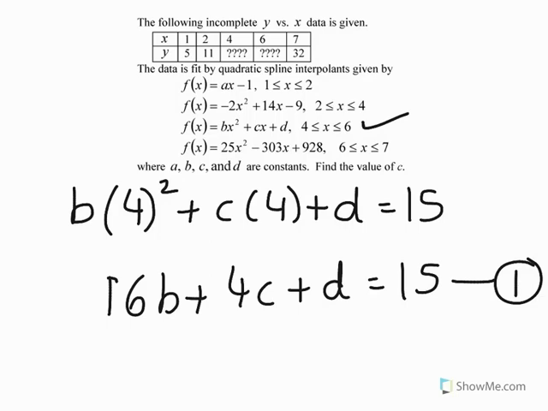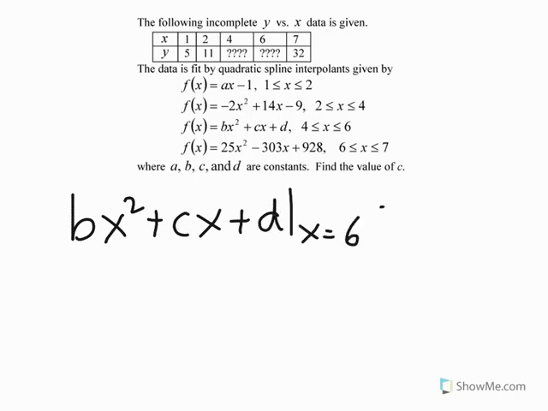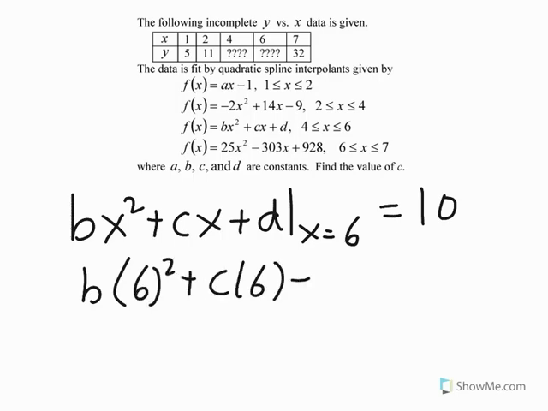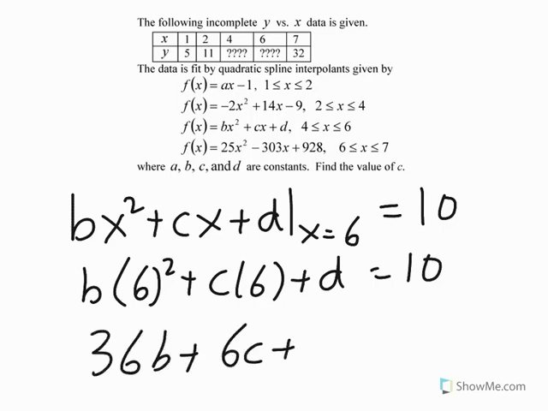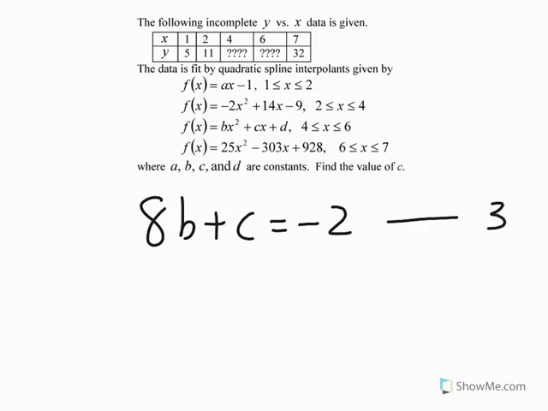Then we also know that the value at x equals 6 of this third spline is 10. So bx squared plus cx plus d at x equal to 6 is equal to 10. So that gives me b times 6 squared plus c times 6 plus d is 10, and that gives me 36b plus 6c plus d is equal to 10. So that's my second equation. We already have calculated the third equation, which was 8b plus c is equal to minus 2 by equating the slopes at x equal to 4, and that's my third equation.